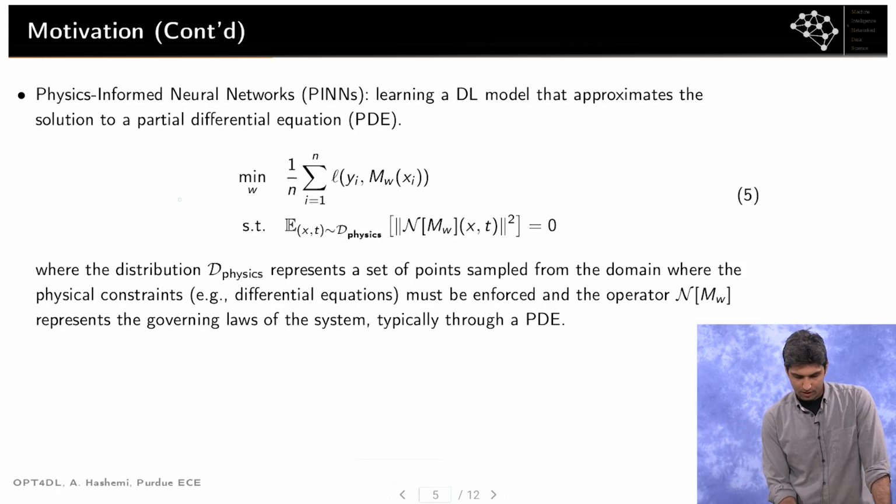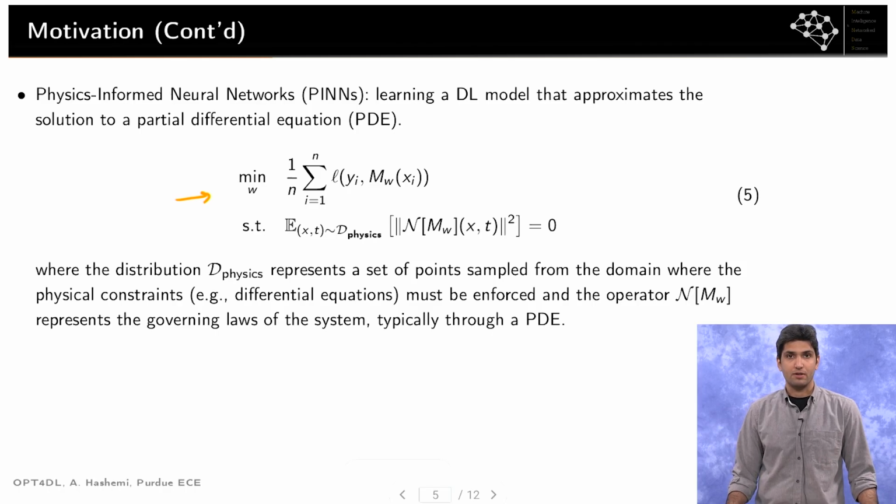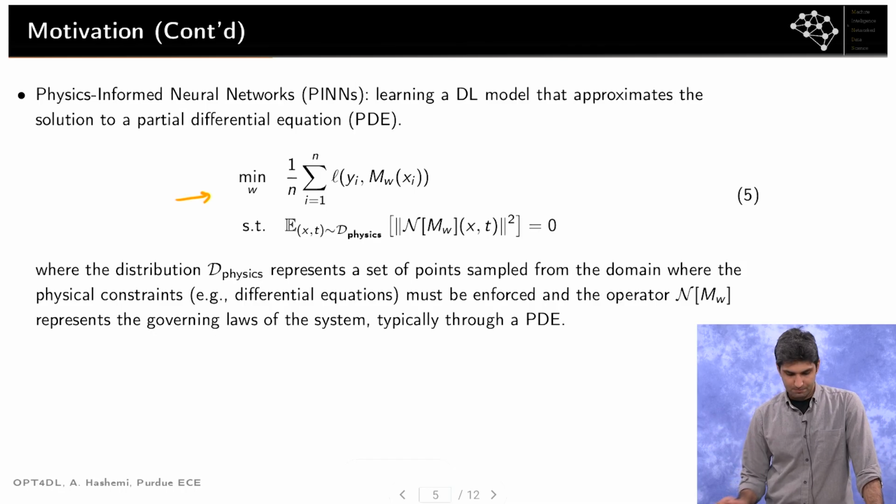So here's the idea. You have a bunch of training data points, let's say xi's and the corresponding observations yi, and then you have a bunch of other data points where you want to make sure that the physical constraint modeled by this differential equation is enforced. And we're going to use this as a constraint for our learning problem. So we're going to minimize the training loss, making sure that our model fits the training data well, on average, such that some physical law is enforced.